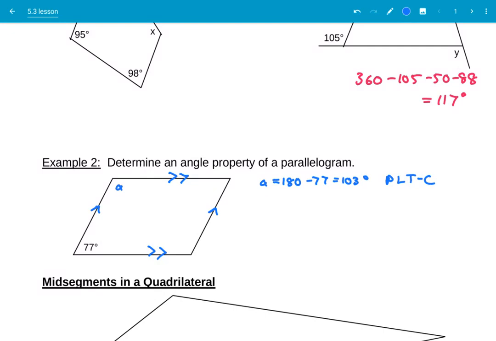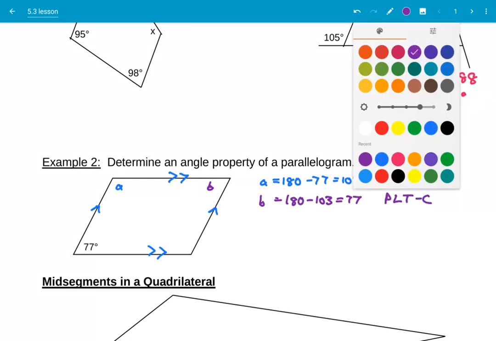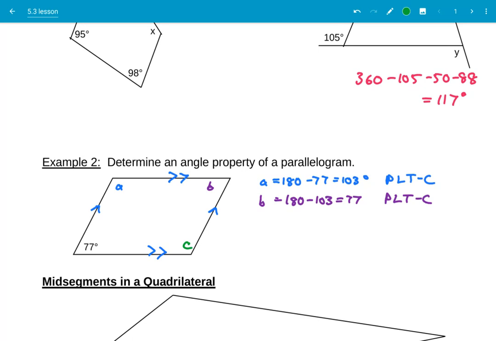And then what about to get B? Right here. Well, it's the PLT-C pattern again. And what about to get C? Right here. Well, it's the PLT-C pattern one more time.